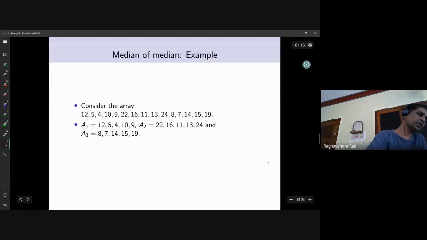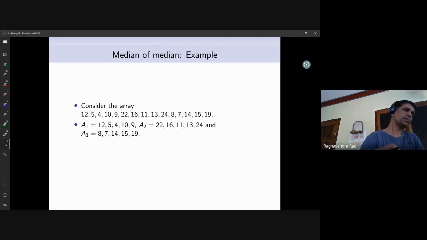For A1, you just take the first 5 elements: 10, 12, 5, 4, 9. Take the next 5 elements and put them as A2: 22, 16, 11, 13, 24. Then take the remaining 5 elements and label them as A3, in the same order, we are not changing the order: 8, 7, 14, 15, 19.